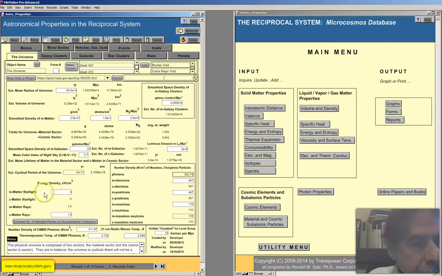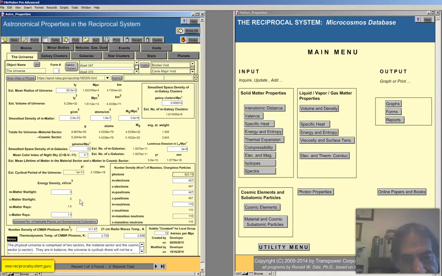Now, the energy density coming in. The material matter starlight is measured, actually, at 0.5 electron volts per cubic centimeter. Cosmic matter would be the same, 0.5 electron volts per cubic centimeter. Matter rays, the amount of the energy that's leaving as the quasars discombobulate, is 1 electron volt per cubic centimeter, and for the cosmic matter rays by symmetry is also 1 electron volt per cubic centimeter. So here you have the perfect symmetry.